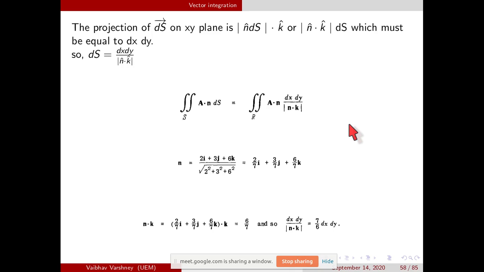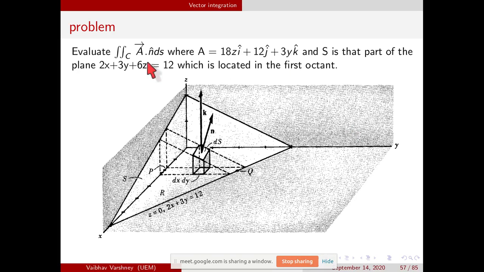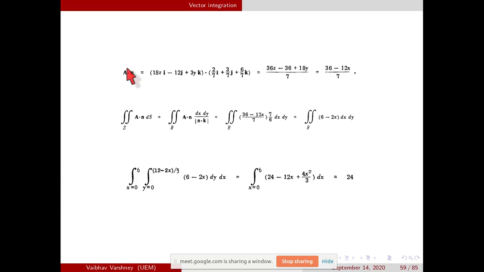See, for calculating the limit, just go to this plane equation. First we need the limit of y. So for the y limit, just put z equal to 0. If you put z equal to 0, you will get y is equal to (12 minus 2x) by 3. So this will be the y limit, 0 to (12 minus 2x) by 3. Why 0? Because we are dealing in the first octant.